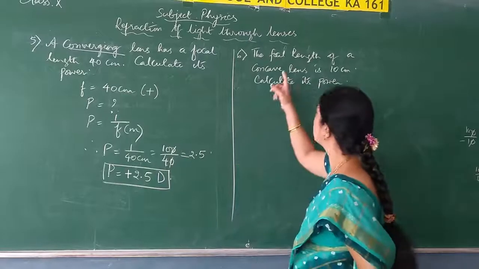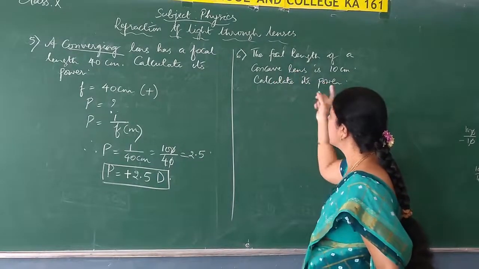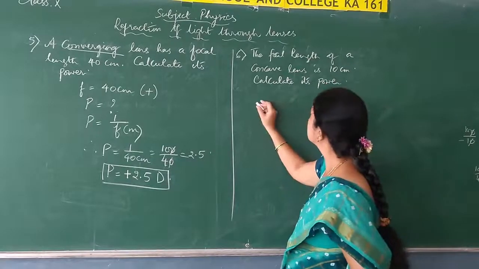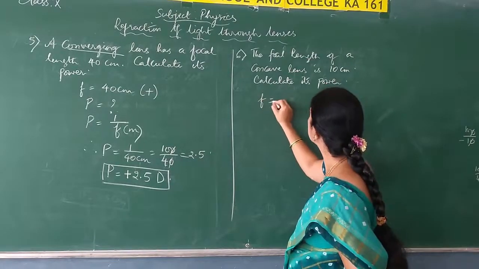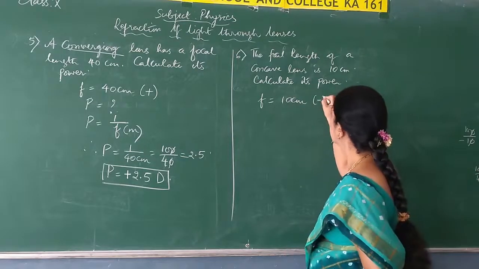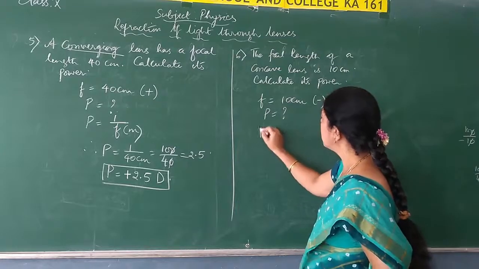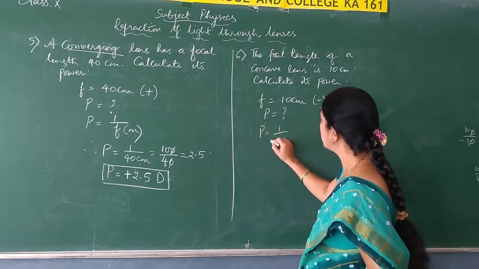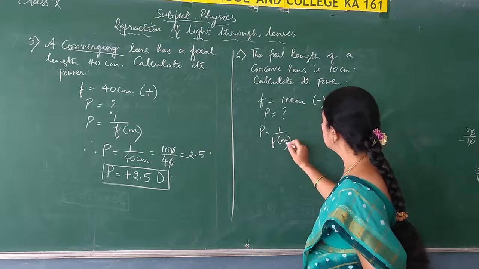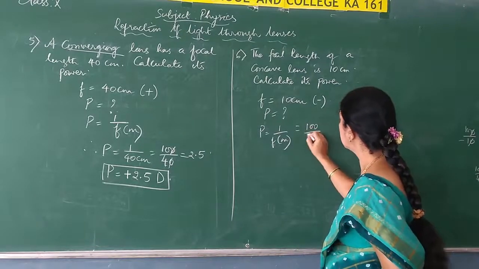One more similar problem I have. The focal length of the concave lens is 10 cm. Calculate its power. So focal length of the concave lens is 10 cm. We know that for concave lens we have to take with the negative sign. Power must be calculated. P is equal to, again 1 by f in meters it is. If you take it in centimeter, it will be equal to 100 by 10.